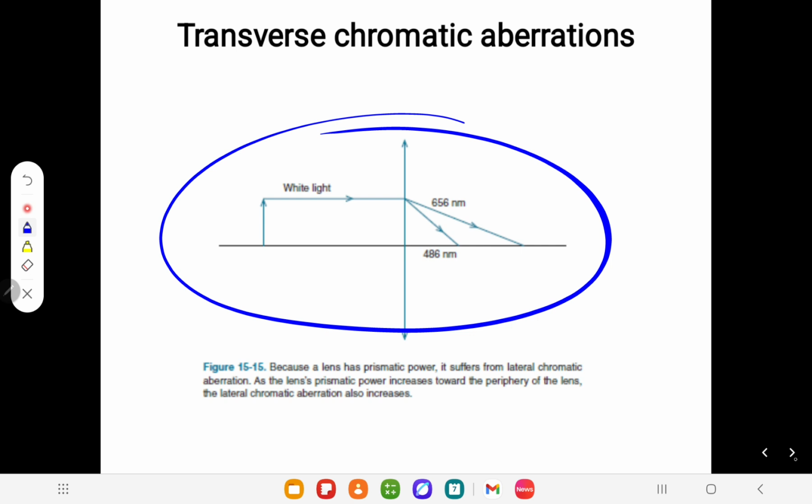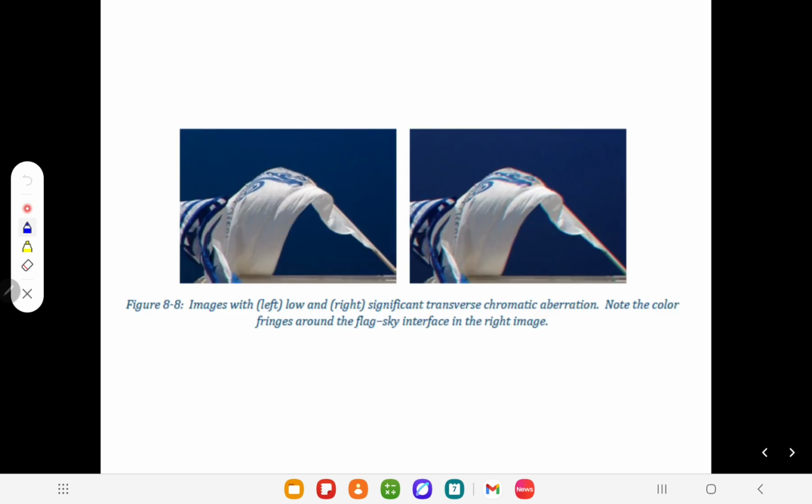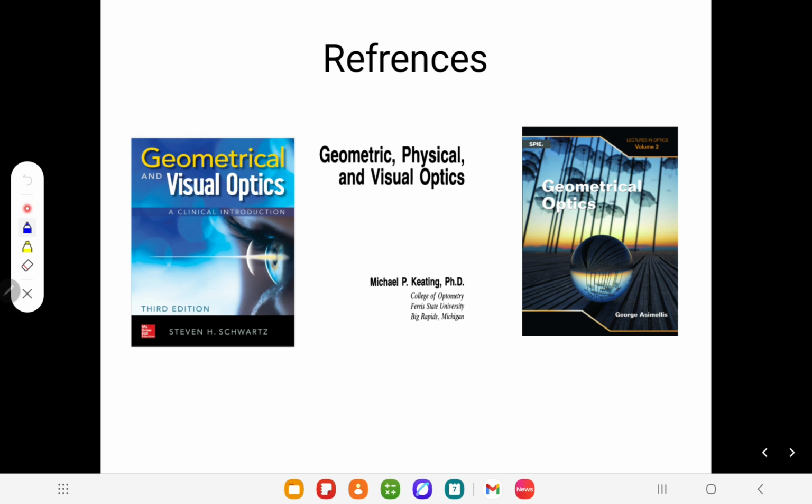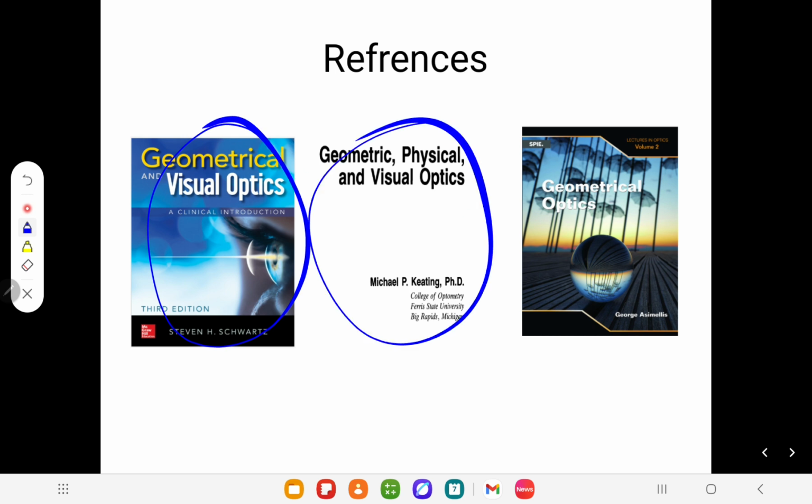Transverse chromatic aberration. So in this picture, can you see this? The left image and the right image show significant transverse aberration. At the border, can you see that red is prominent, but in the left image it is low. It's clear, isn't it? That's how we perceive it as transverse. Transverse means height. Okay, in this presentation I used all the books. This is a good book to start with, and there are a lot of things from this book, and obviously my favorite of all time, Professor Dr. George Asimellis.